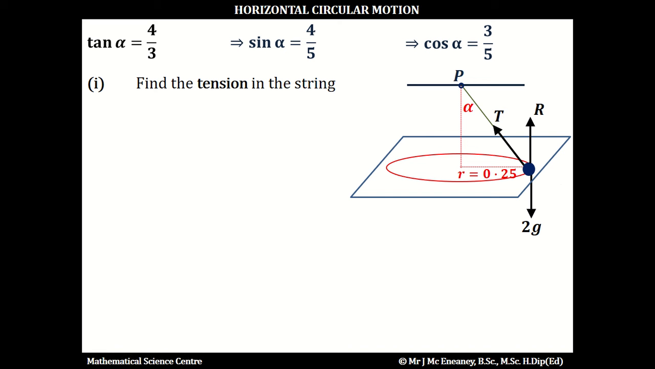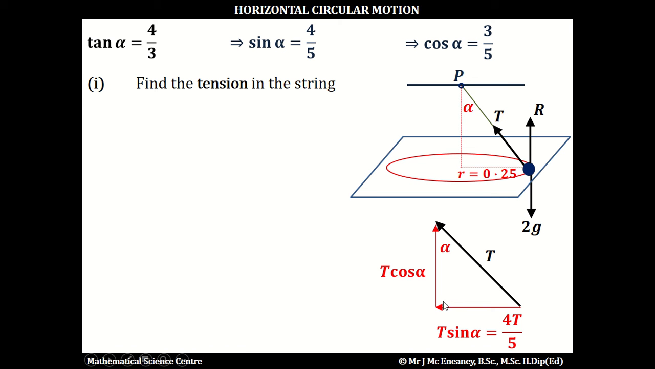Now, we can split up the tension into horizontal and vertical components. So if this is your tension T and this is your angle alpha, the vertical component this time is going to be T cos alpha, and the horizontal component is going to be T sine of alpha. Now the sine of alpha is 4/5, so T sine alpha is the same as 4T/5.